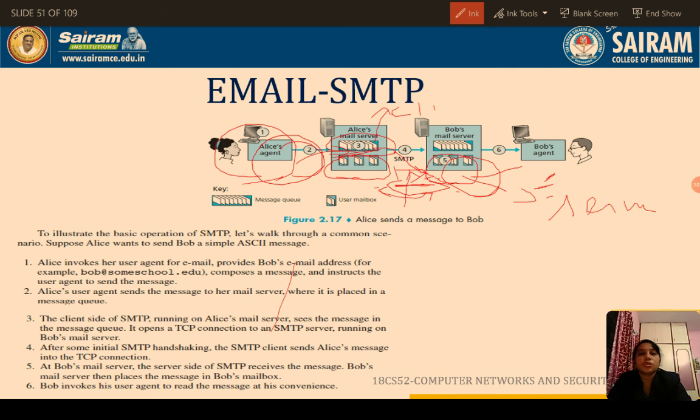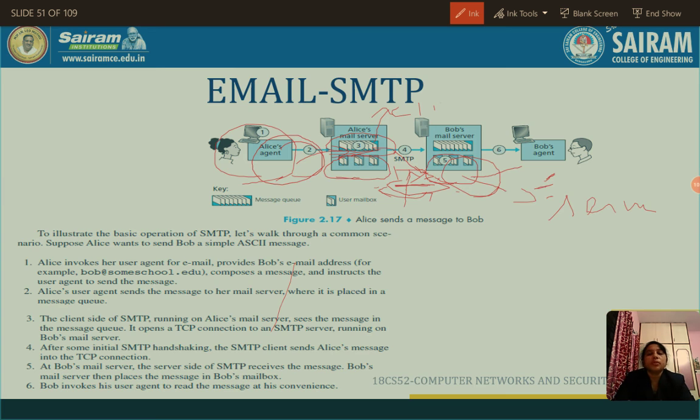Bob invokes his user agent. Whenever he opens his Gmail, he can check his inbox whenever he wants. This is how SMTP works.